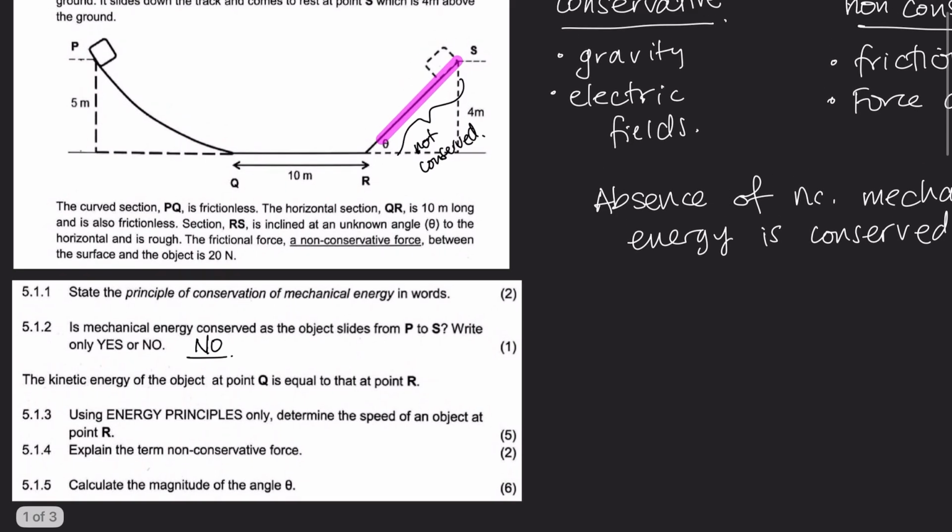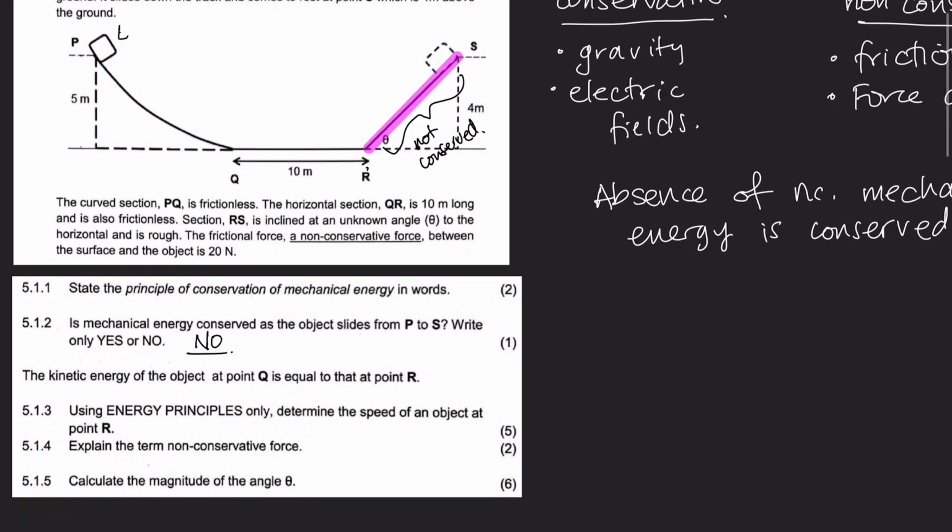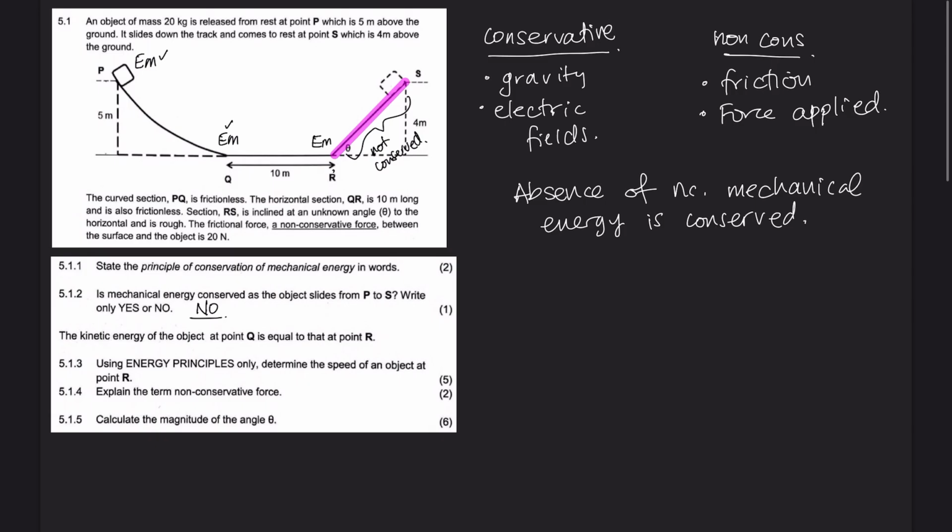So we know mechanical energy is going to be the same, right? We know that the mechanical energy at point P is going to equal the mechanical energy at point Q, and that's going to equal the mechanical energy at point R. So we can work out the mechanical energy at P, and we can get the velocity at Q. And if we got the velocity at Q, then we'll know the velocity at R. So let's go through that and I'll show you how it works.